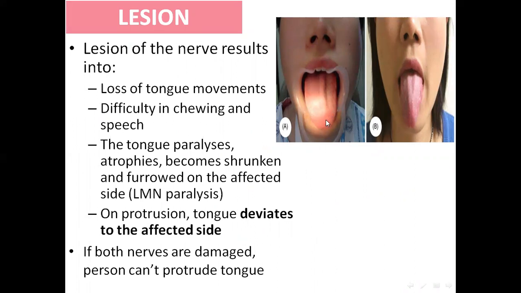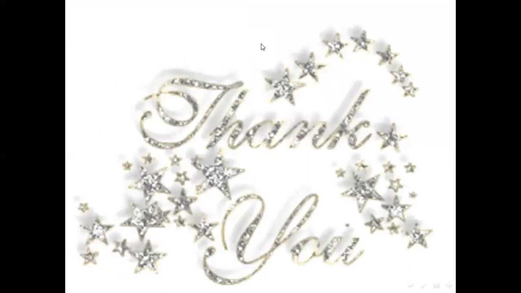This is a lower motor neuron paralysis. On protrusion, the tongue deviates to the affected side. If both nerves are damaged, the person cannot protrude the tongue.